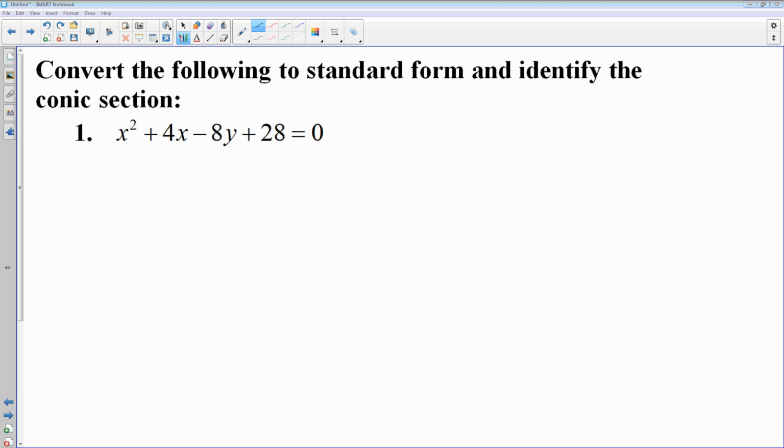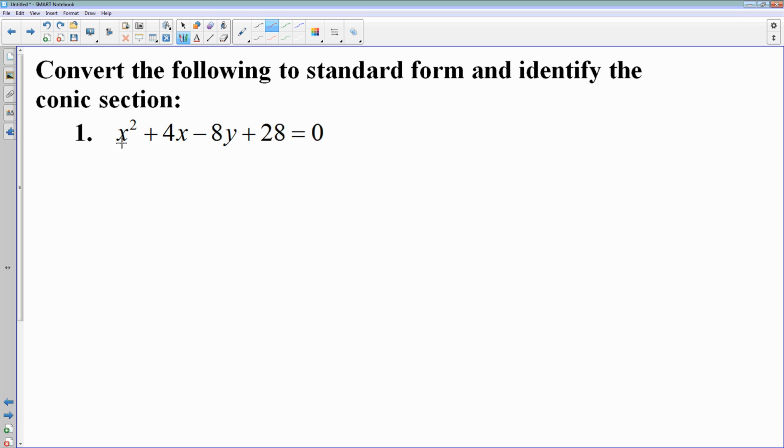Okay, here's the next part of my new review, where you're only going to convert them to standard form and identify the conic section. You don't have to graph or do anything like that unless you just want to try to show off. So this one, you could go to standard form first and then identify afterwards if you want.